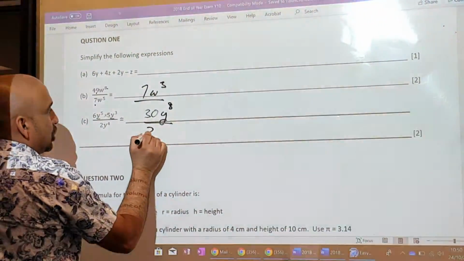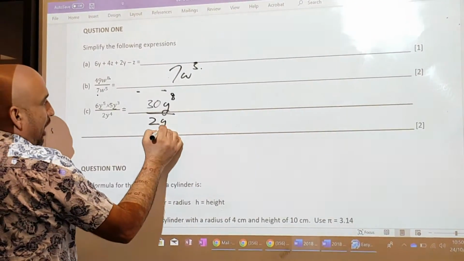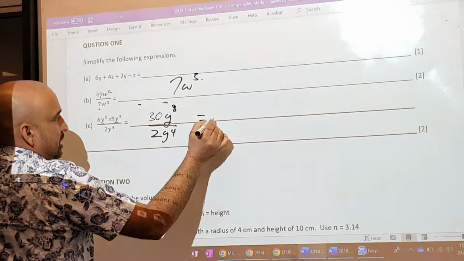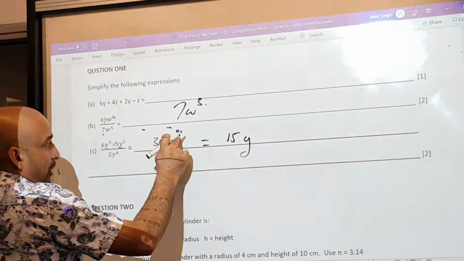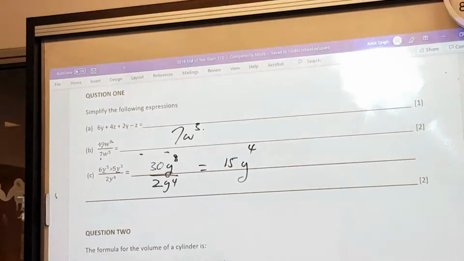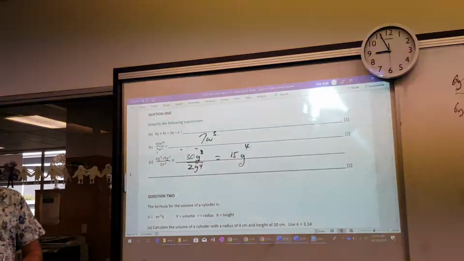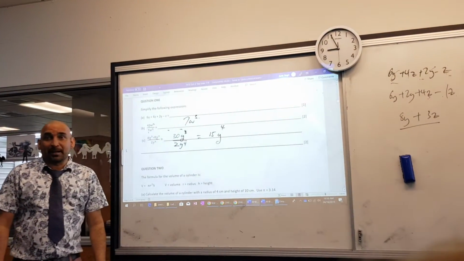Then divide by 2y, 4. So 30 divided by 2 is 15. Then y, this time you minus the powers. 8 minus 4 is 4. So that's how you do that particular question. Here, basically you had multiplication and division at the same time.